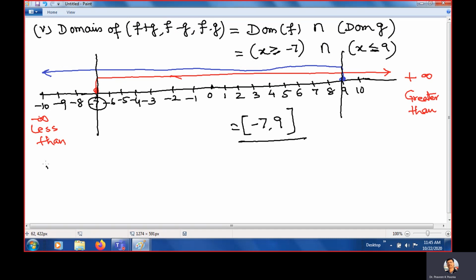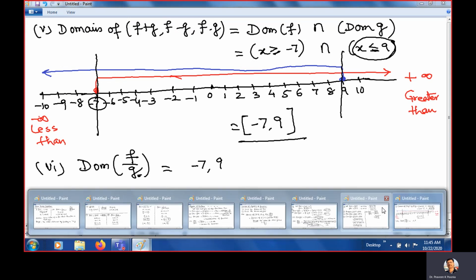Now we need to find the sixth option. What is the domain of f upon g? So f upon g, you need to think what is the domain of f upon g? F upon g means, sorry, domain of g. The answer will remain the same, no change. Only you need to consider here g, because g cannot take equal to 9.